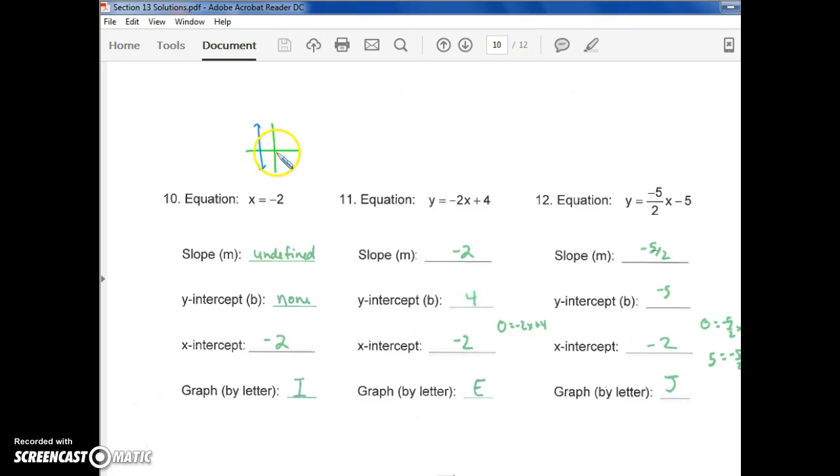Now from this graph, we can tell that it will not cross the y-axis, so there is no y-intercept. And the x-intercept is what x equals. X equals negative 2. And again, looking at the graph, we can figure out that graph I is the only one that's got that vertical line. And so that's what section 2b was all about. It's about taking that equation in y equals mx plus b form, picking out the slope, picking out the y-intercept, and rearranging a little bit like we did here on number 11 to find out what x is when y is equal to 0. And that will find our x-intercept.